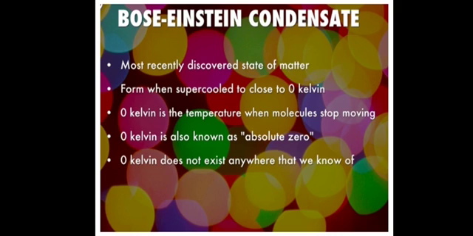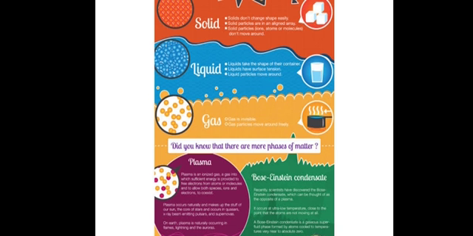The fifth state is Bose-Einstein condensate. Most recently discovered state of matter. It is formed when matter is supercooled to 0 Kelvin. That is also known as absolute zero temperature. 0 Kelvin is the temperature when molecules stop moving. So when the particles of matter are not moving, that means the kinetic energy has become almost zero.